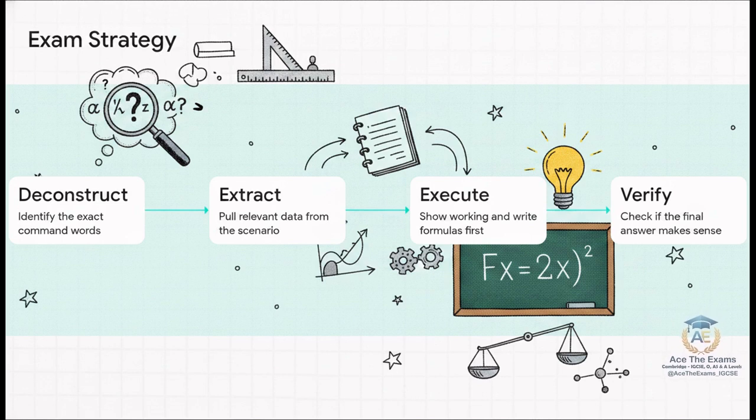Step 3, execute with clear notation. This right here is where the method mark strategy really shines. Write down the algebraic formula before you plug in a single number. Show your working line by line. Why? Because if you make a silly calculator error at the very end, but your formula and your substitutions are spot on, the examiner will still award you method marks for the process. And step 4, verify the results. Take a step back. Does your final answer actually make logical sense in the context of the kinetic model?